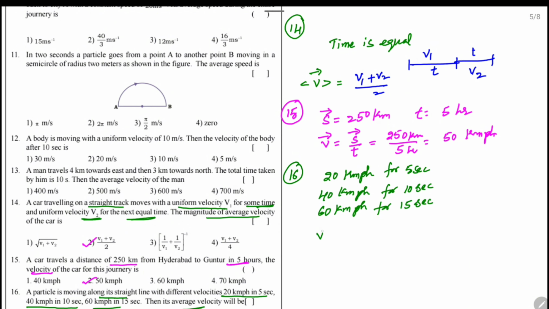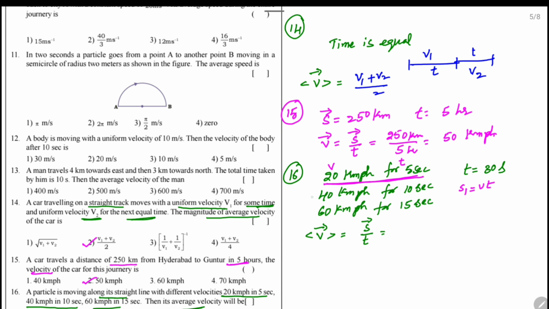To calculate average velocity here, we need to find the total displacement and total time. Here total time is 10 plus 5 plus 15, which is simply 30 seconds. Clear? Now we have to find the total displacement. For each part we have to calculate displacement. For the first part you know the speed and time. Let us say the displacement in the first case is S1, speed into time.